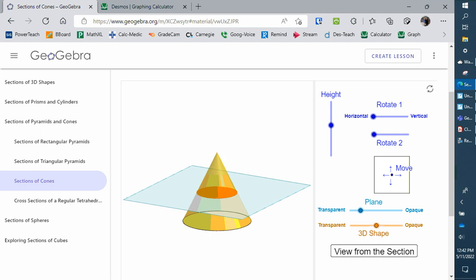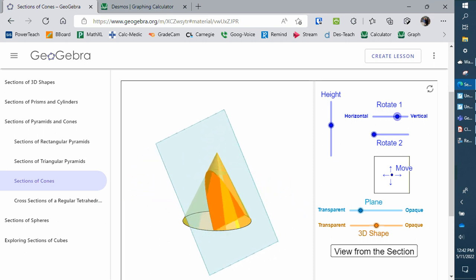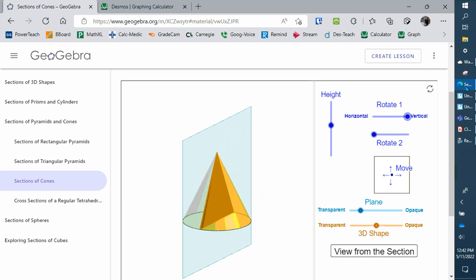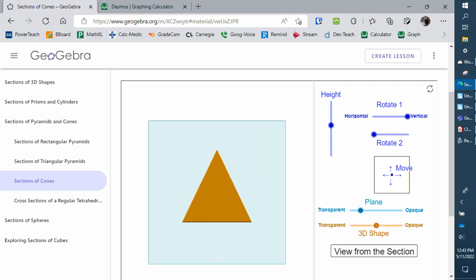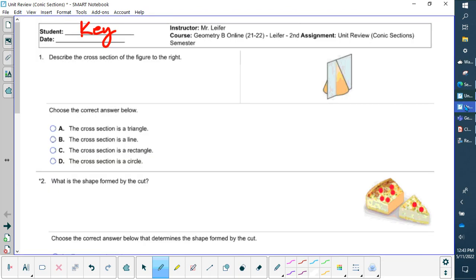Now, what if I sliced it vertically? So I'm going to flip this, and you'll notice it's taking that piece of paper, so I'm slicing it right down the middle. And again, if I view it from the cross section, if I open up this cone, what 2D shape do I see? And my answer is a triangle. So question number 1, triangle.